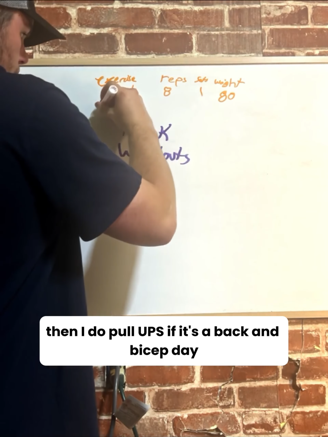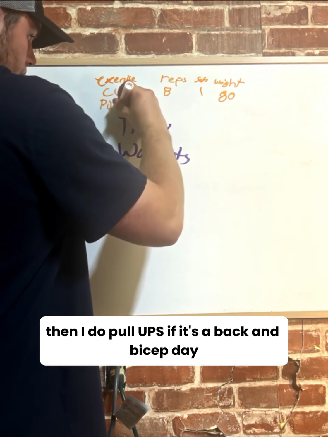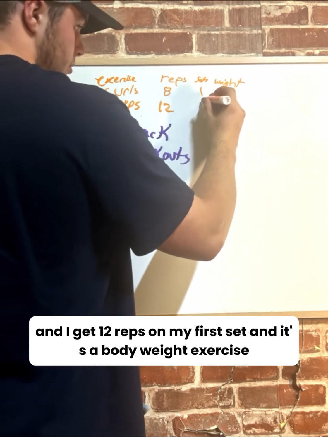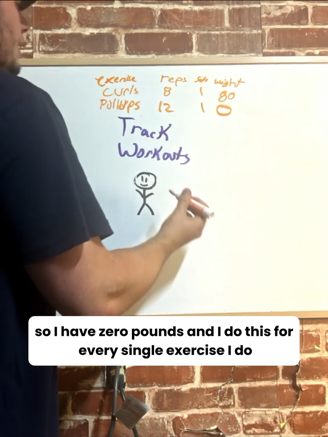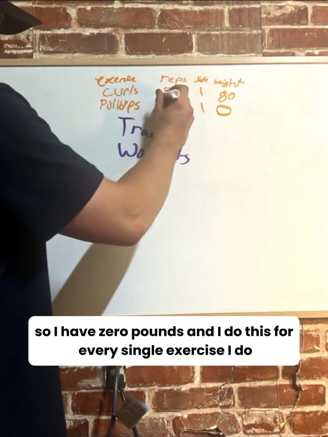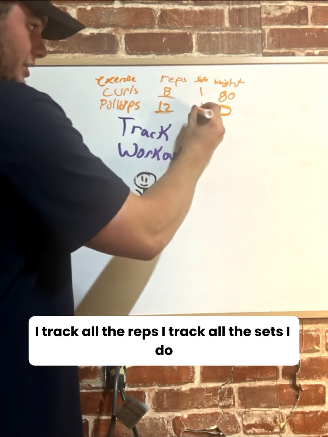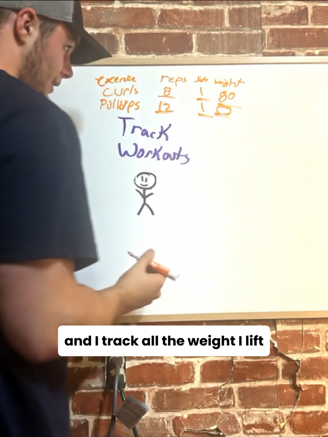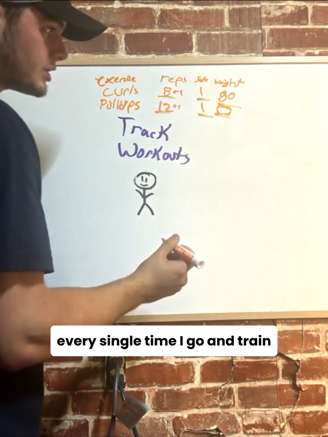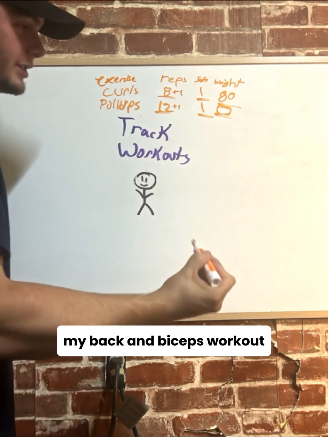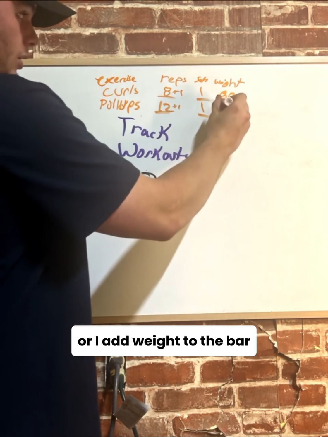Then I do pull-ups if it's a back and bicep day, and I get 12 reps on my first set, and it's a body weight exercise, so I have 0 pounds. And I do this for every single exercise I do. I track all the reps, I track all the sets I do, and I track all the weight I lift. And the objective is to get at least 1 more rep every single time I go and train my back and biceps workout, or I add weight to the bar.